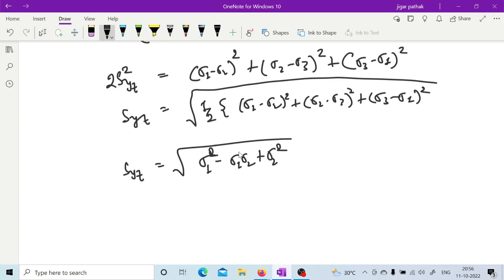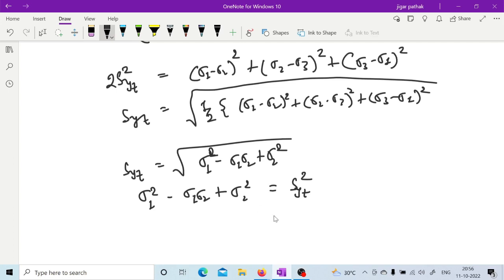So basically, this equation of ellipse, if you open it, is sigma 1 square minus sigma 1 sigma 2 plus sigma 2 square is equal to SYT square. This is how you will get it in case of the biaxial state of stress, right?